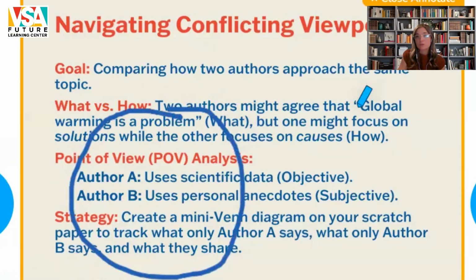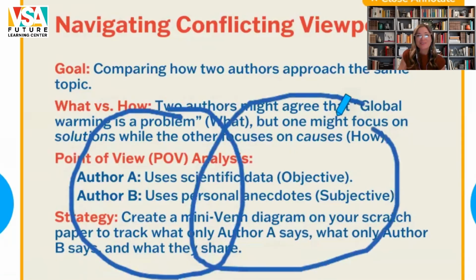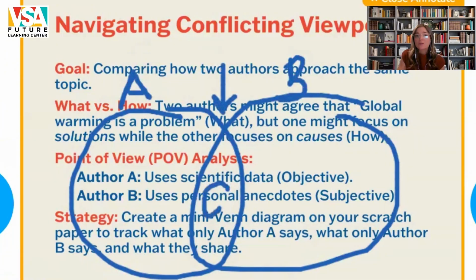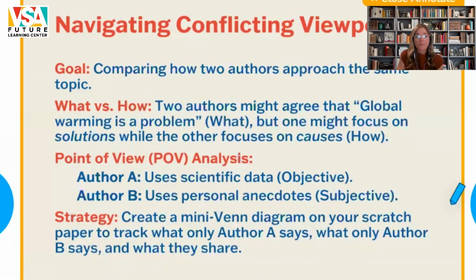We have two circles. Please don't judge my circles. We have two circles, right? And we have author A on one side and author B on the other. And then we have what they have in common in the middle. So we're going to call that C. This is a really great writing strategy. This is good for pre-writing, your planning, and for your annotating purposes.